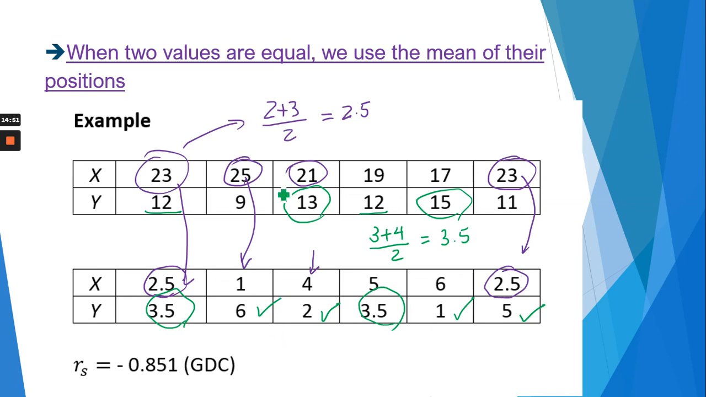Now, I invite you to pause the video and put those values into your calculator, and you're going to find out that the correlation coefficient, which is the Spearman's correlation coefficient, is negative 0.851.